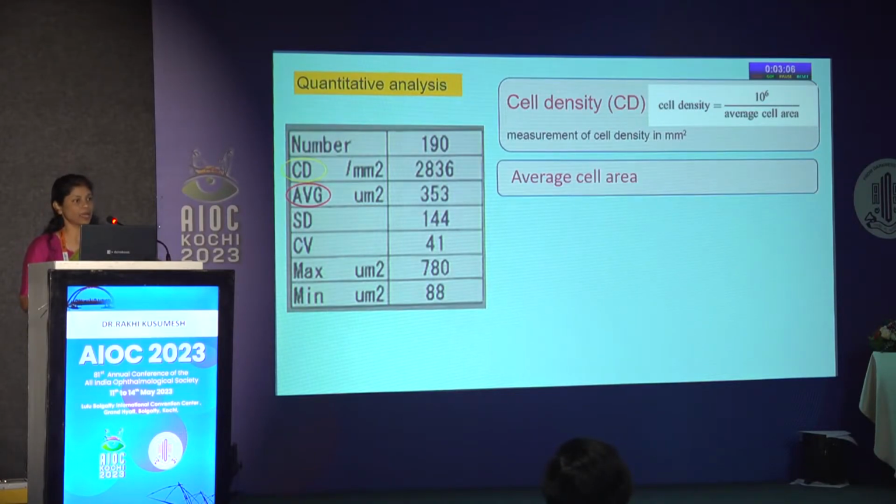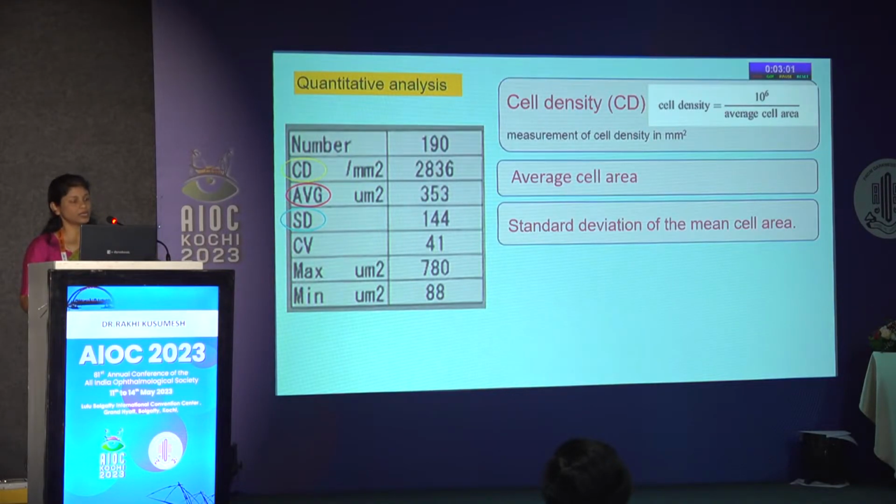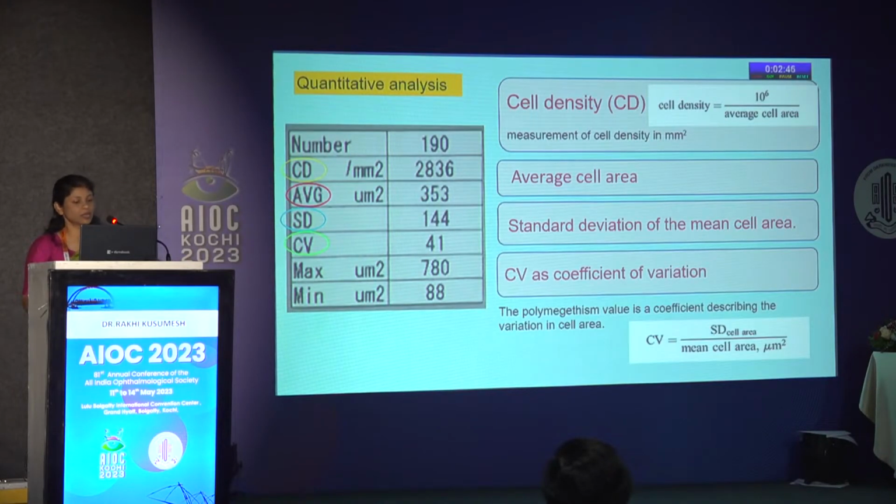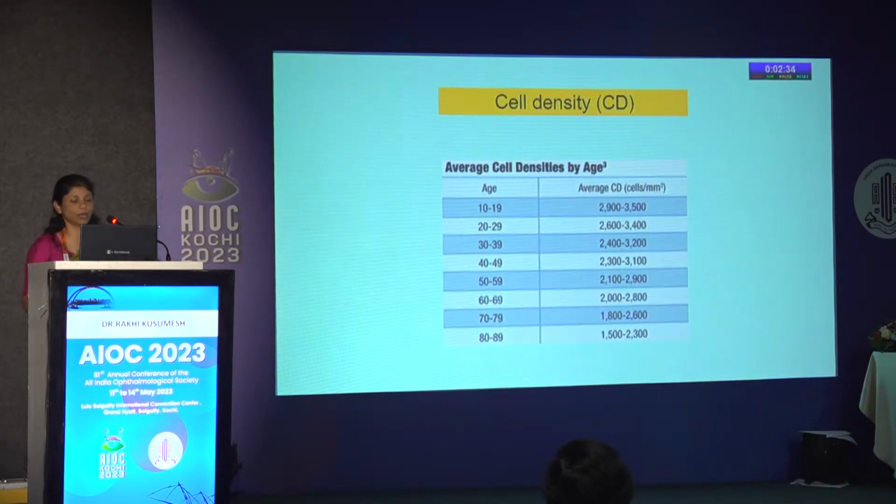AVG means the average cell area. Standard deviation shows the deviation from the mean cell area. If it is large, that means there is a greater variety of cells present, with large variation in cell area. Then the CV is the coefficient of variation, which depends upon the standard deviation. Max and minimum mean the maximum area of the cells and the minimum area of the cells.